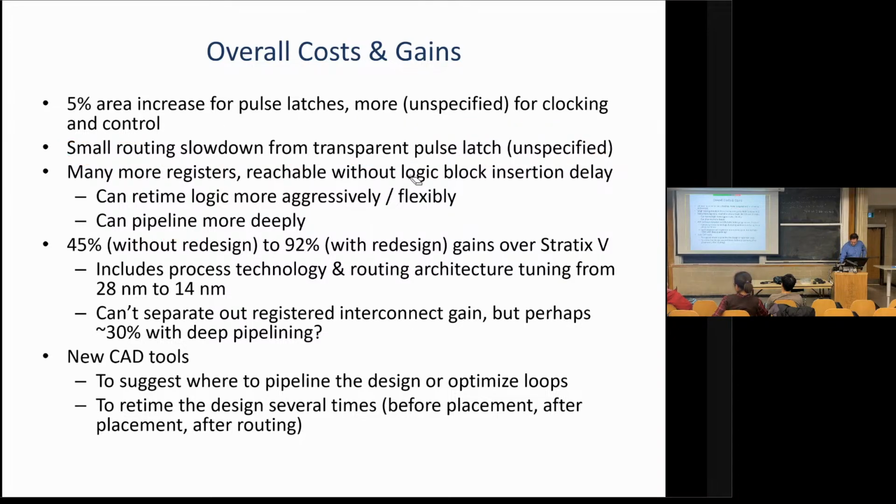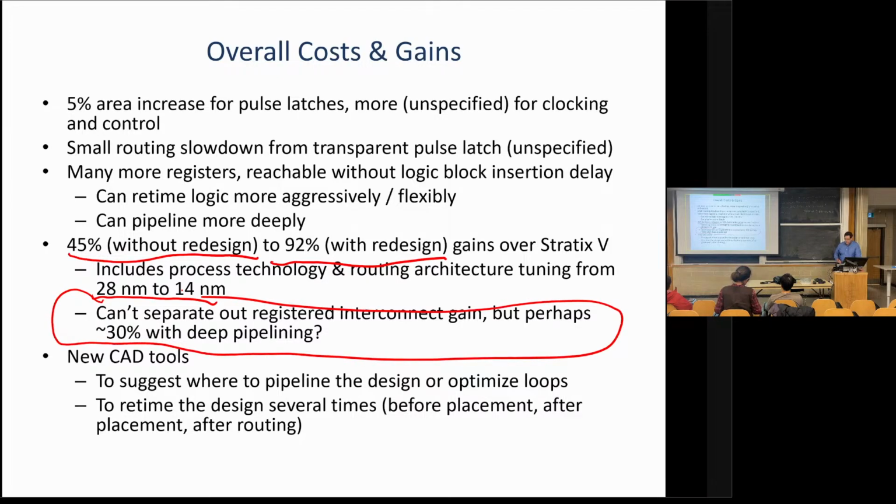So in the paper, they claim that on designs that they don't redesign, they get a 45% speed improvement. And if they redesign them to basically pipeline more deeply and a few other techniques, they get about a 92% speed increase. Now that includes a technology improvement. They've gone from 28 nanometers to 14 nanometers, and other architecture gains. So you can't figure out exactly what gain came from this. My guesstimate is it might be 30% with deep pipelining, which is pretty significant. And that's a guesstimate just based on how much gain you would typically get with this kind of process shift.